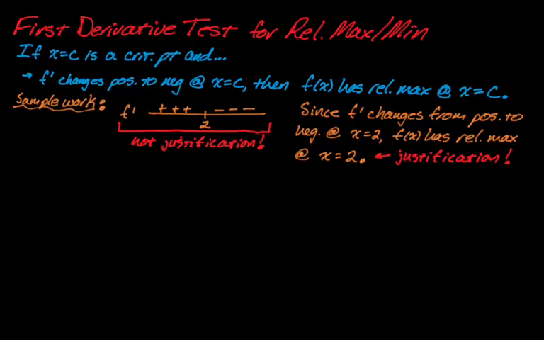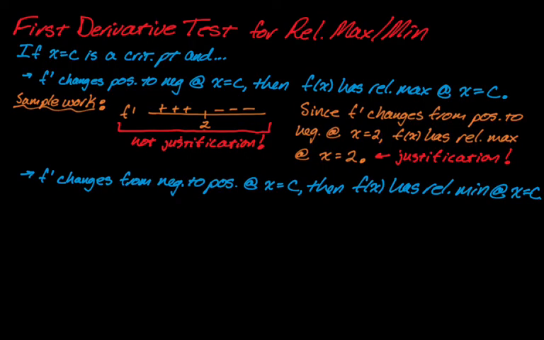All right, the next thing we're going to do. That's a critical point where the derivative changes from positive to negative. You could also have a critical point where the derivative changes from negative to positive. That would mean that f of x has a relative minimum at x equals c. So let's take a look at some sample work. I made this one a little more complicated, and then I messed it up. I'm showing that f prime is going from positive to negative at x equals 3, which would be a relative maximum, and then also from negative to positive at x equals 5, which would be a relative minimum. So this is the work.